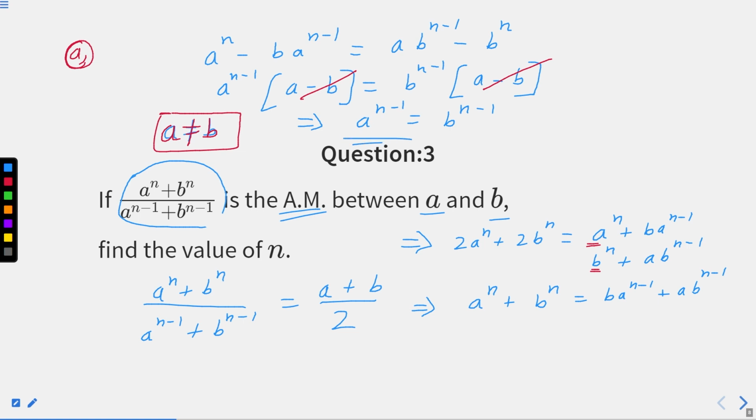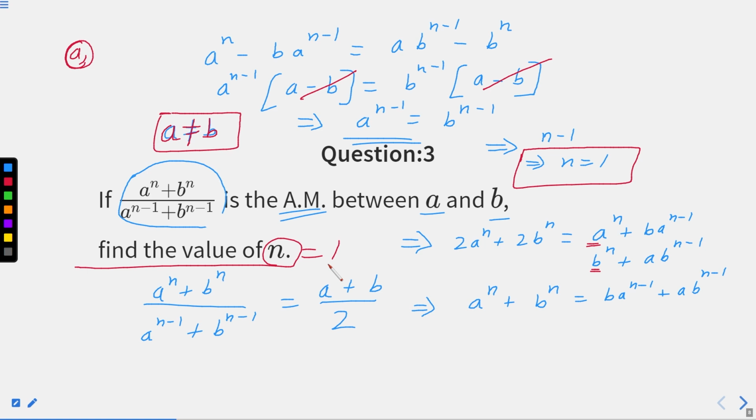Now from this, A not equal to B implies the only case is when the power is 0. Implies if n minus 1 is equal to 0, that is, n is equal to 1, then this will hold. So the value for n is equal to 1. Clear? Okay, let's move on to the next question.